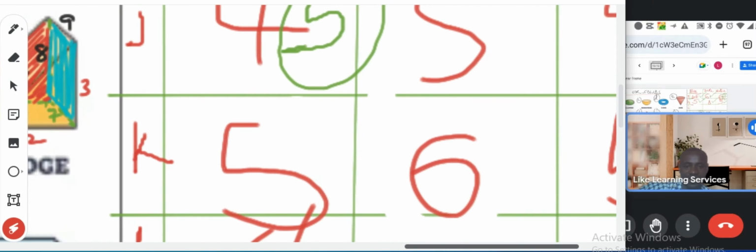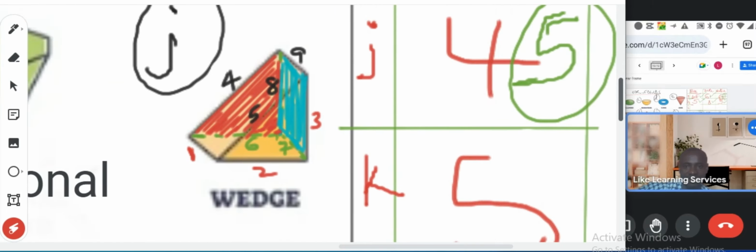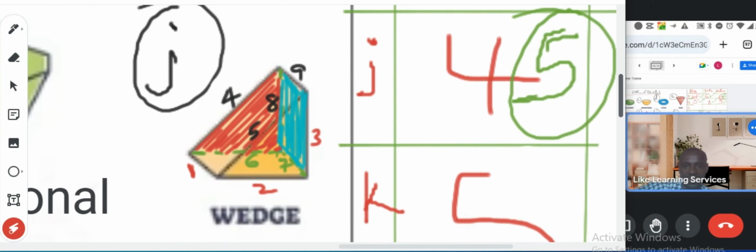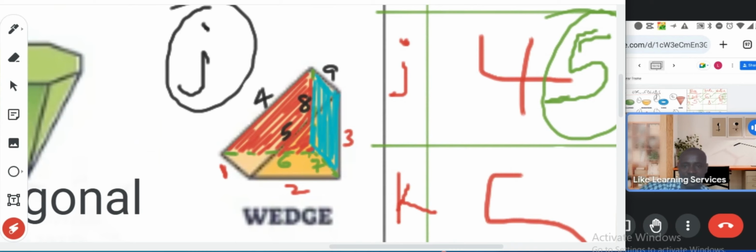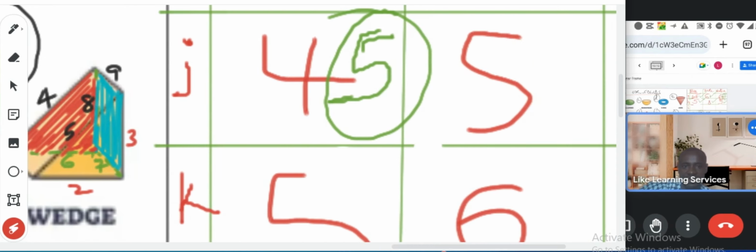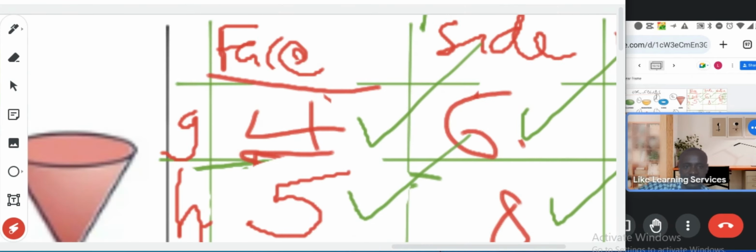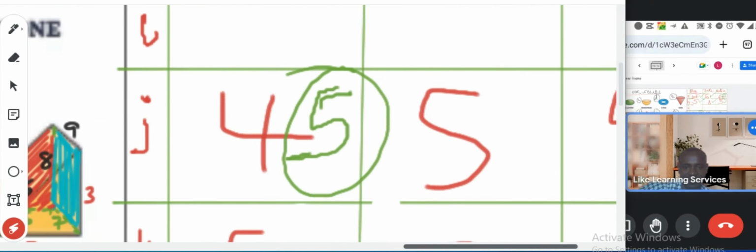What letter is this, by the way? Letter J. Letter J has 9 sides. We say it has 5 faces. Let's confirm the faces. Face 1, face 2, face 3, face 4, and 5. Yeah, 5 faces. Let's confirm the sides. I said there are 9 sides, 9, not 5.